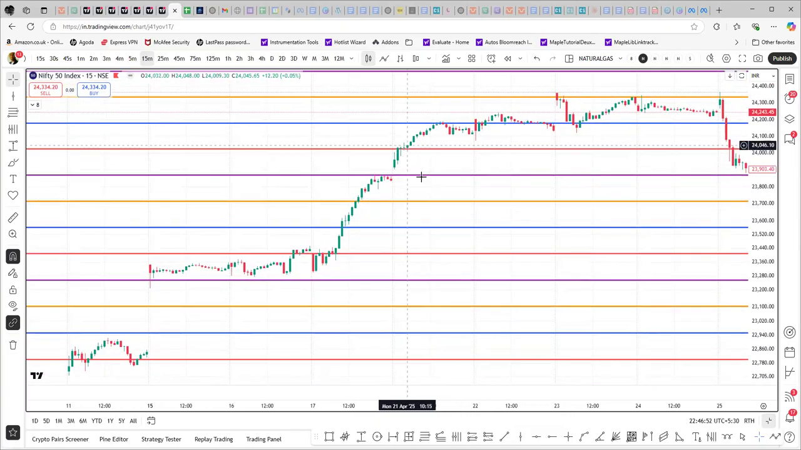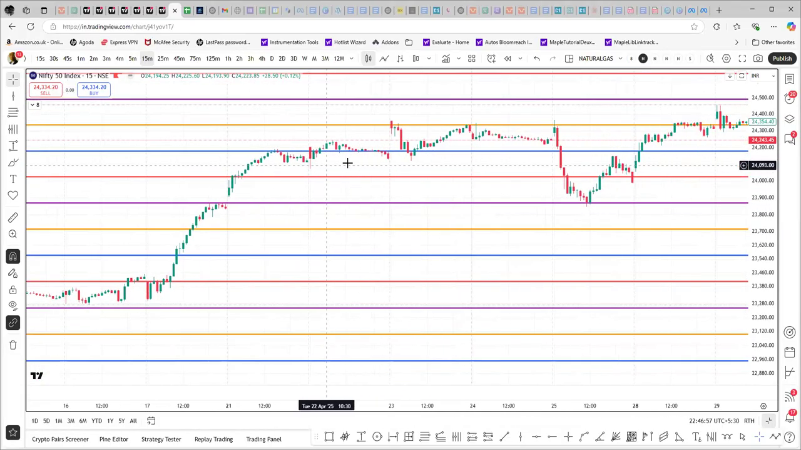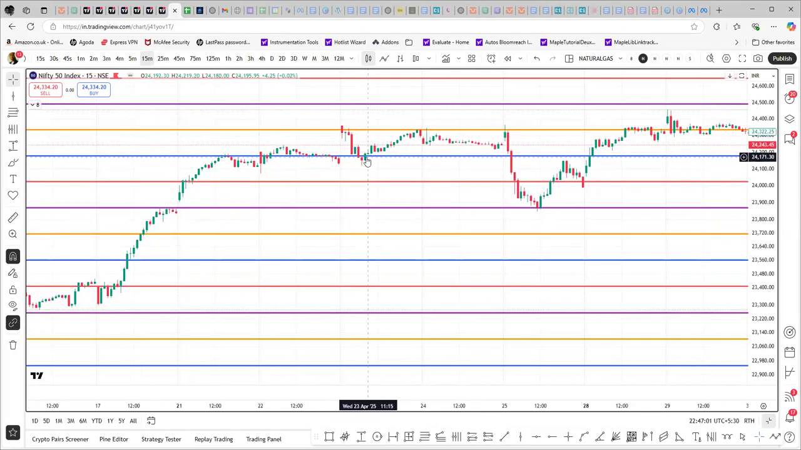On this candle, I would trail my stop loss here. On this candle, I will trail my stop loss here. On this candle, this is sort of the peak. I would trail my stop loss here, and this is where I should at least partially exit, if not fully.